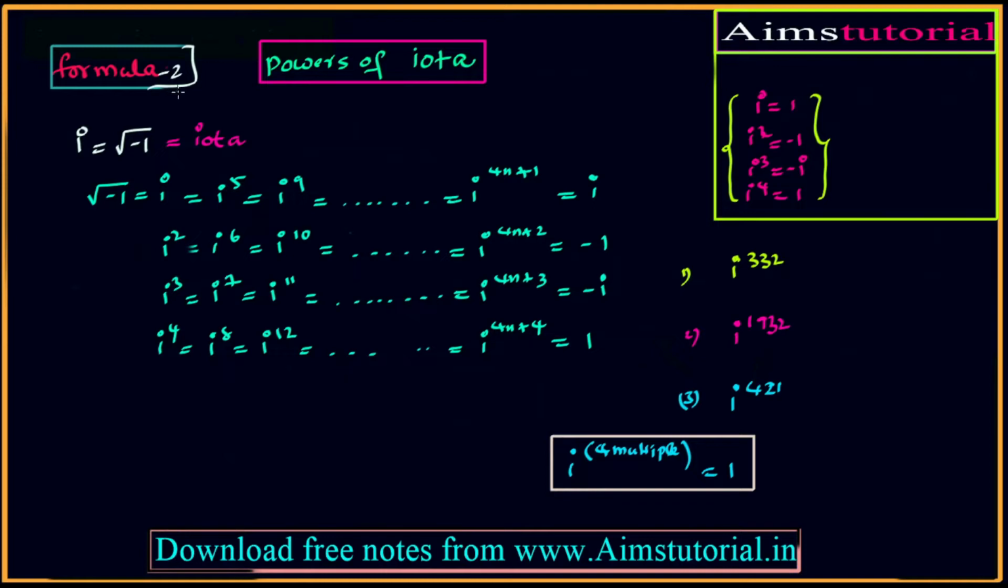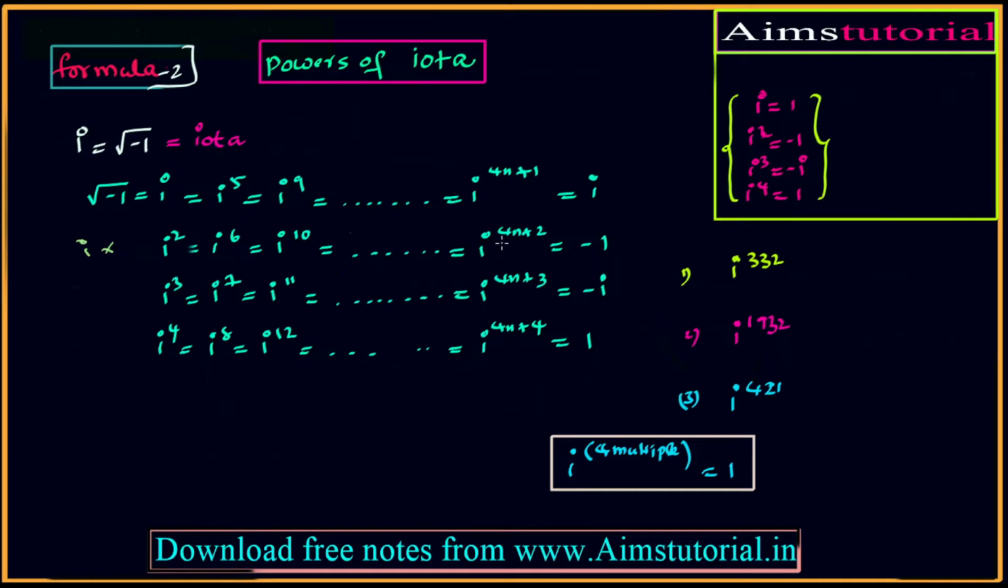Second formula, power of iota. What is iota? Iota means i, that is, square root of minus 1. So square root of minus 1 is denoted by i. i equals i, or i power 5 equals i, or i power 9 equals i. In general, we can write i power 4n plus 1 equals i only. If you multiply with one more i, this i into i becomes i square, then i power 6 equals i power 10 equals, and so on.